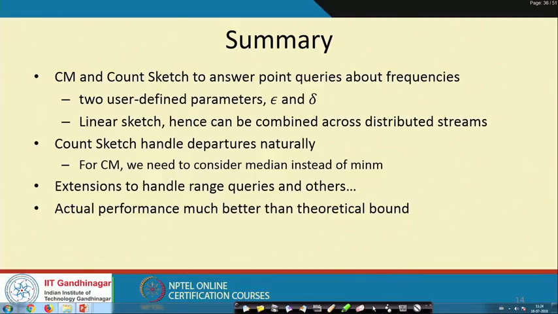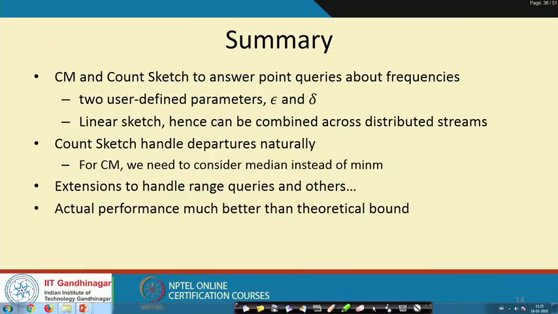Remember the setting that we are talking about, that suppose you have two data streams, one on machine 1 and the other on machine 2, and you want to combine the statistics across these two streams, right. Because these sketches are linear, you can easily combine these statistics, and that is not so true if you have these counter based sketches. Okay. This is one of the advantages that CountMin gives you over, let us say, space saving or Misra-Gries. CountSketch can handle deletions naturally, but for CountMin we need to consider median instead of minimum.